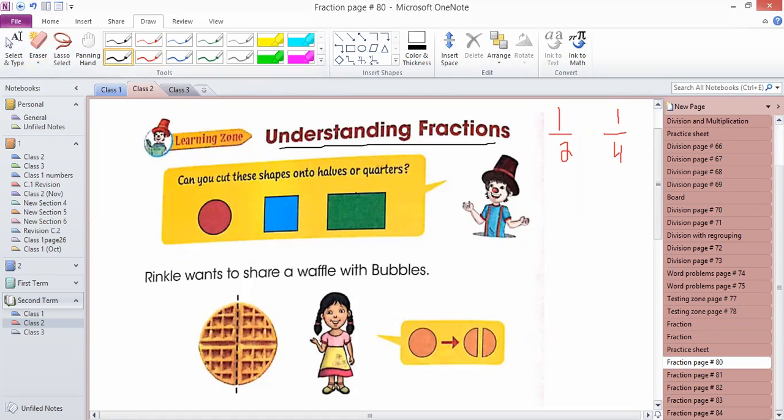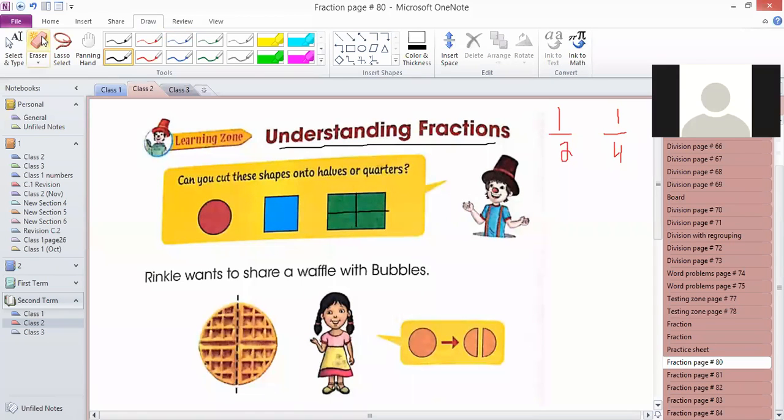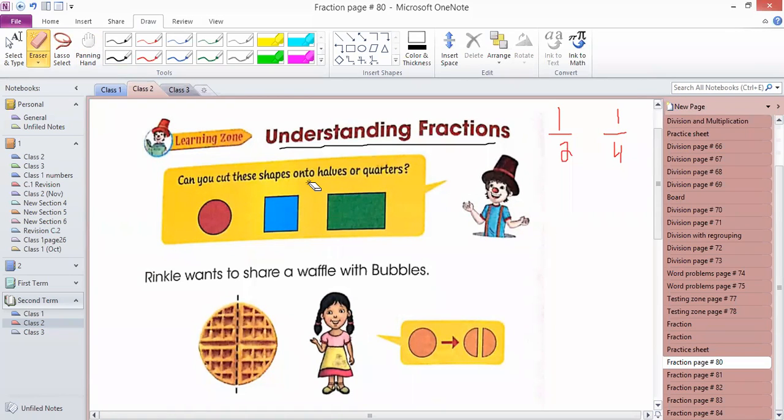Now a rectangle. If I draw a line from the middle, absolutely right, I can cut it into 2 halves, from left to right, exactly. So I can cut a rectangle also into quarters. So yes, we can cut these shapes into halves. We can cut all these shapes into quarters as well.